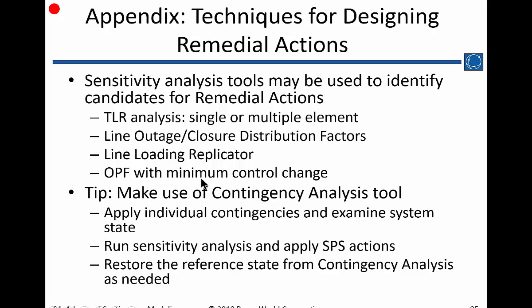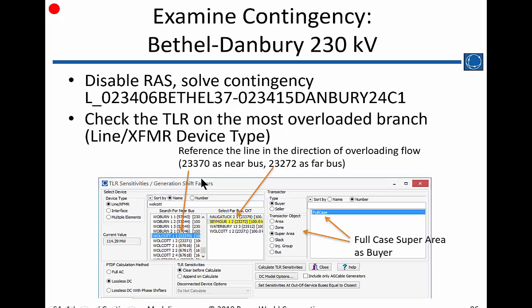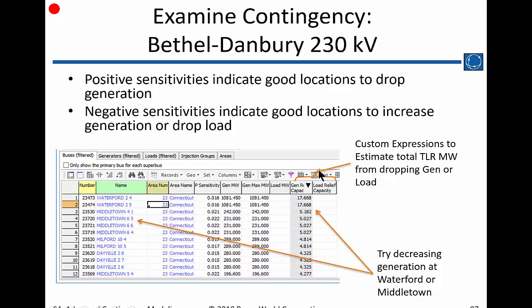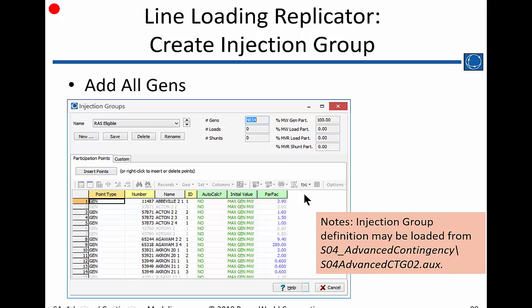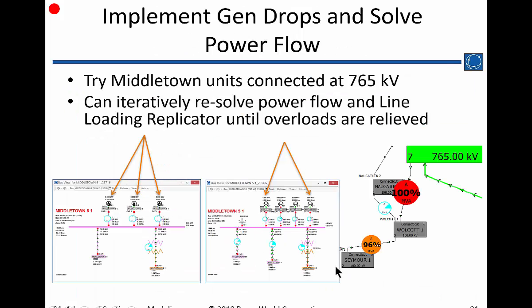I'm not going to get into the details of this, but there are some examples that walk through this specific case and how you could calculate sensitivities on overloaded elements. And here's the line loading replicator, if you want to figure out what controls to move in order to bring the line back down to its rating. Once you identify controls, you can play around with it in the power flow and see if you get the desired result. And once you identify those thresholds, then you can build your remedial action scheme.